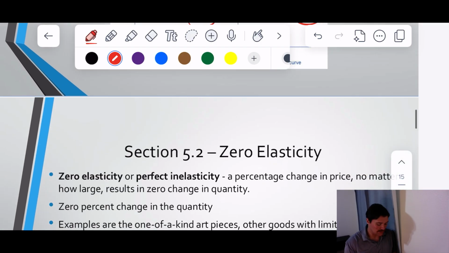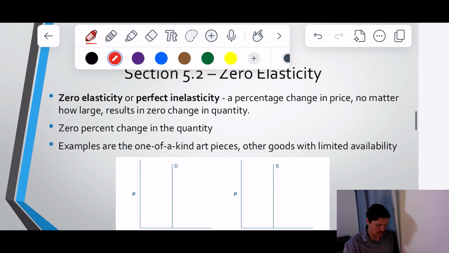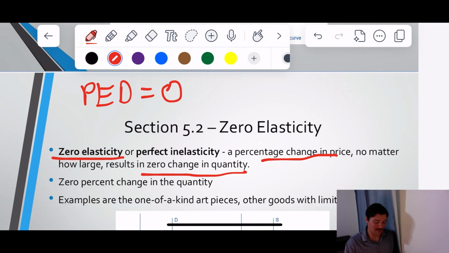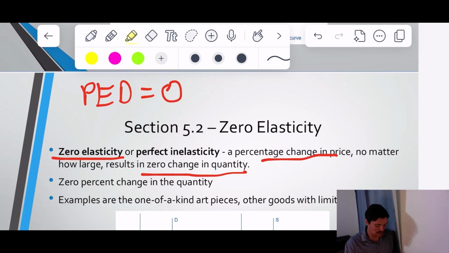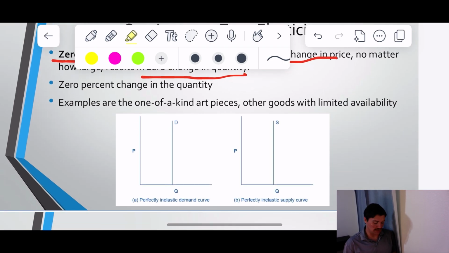Right? The other side of this is perfectly inelastic, and you might have guessed it, it is a vertical line. All right? So on this one, what is perfectly inelastic is we do have a change in price, but there is 0 change in quantity. That's why another name for this is zero elasticity. Okay, so if you were to do the formula PED, you would end up with 0. If you got 0, that means it is perfectly inelastic. Some examples of this are one-of-a-kind art pieces.